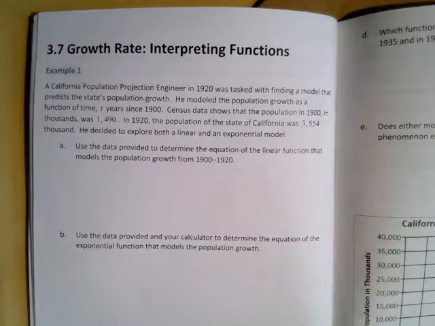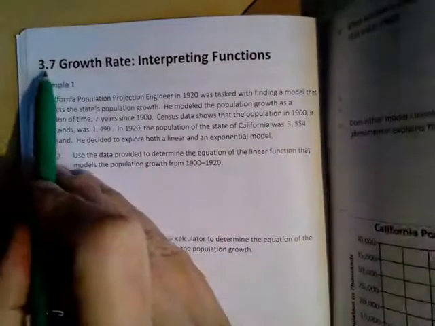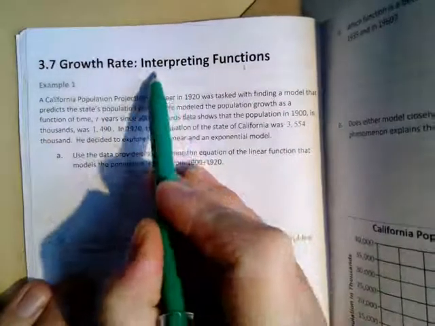Welcome back. Today we're going to be studying 3.7, growth rate, interpreting functions.